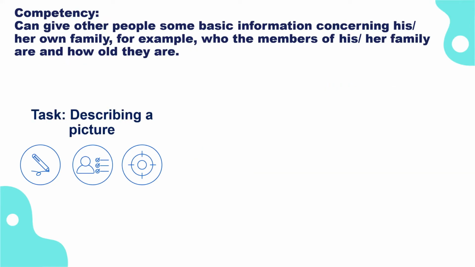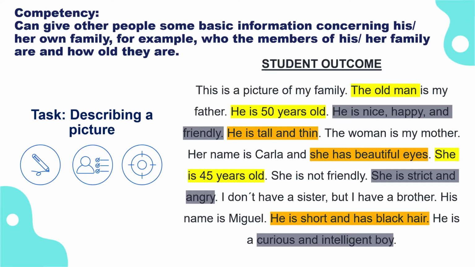Now we will see in this student outcome how the student integrated different skills. And we have identified with yellow those sentences in which the student is differentiating age. The old man, he is 50 years old, she is 45 years old. You can see right here the student is using both vocabulary and adjectives to describe age.